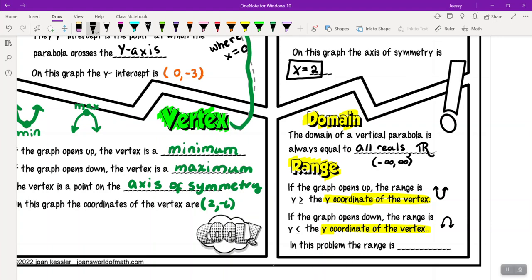So we're going to do an example. The vertex in this problem was 2, -6. Do we agree? What's the y value? -6. And did this parabola open up or did it open down? Opened up, right? So you're going to follow the instructions here. If the graph opens up, the range is y greater than or equal to -6.